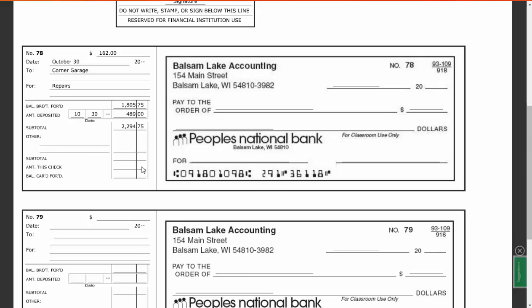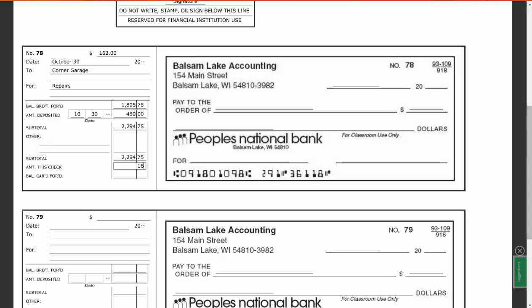I need to complete my stub before I fill out my check. Do we have anything on the stub for the other section? Do we have any information about anything going in the other section? So that will be blank, and then I will go ahead and bring my number down to my next subtotal. So I'm going to take $2,294.75 and bring it down.